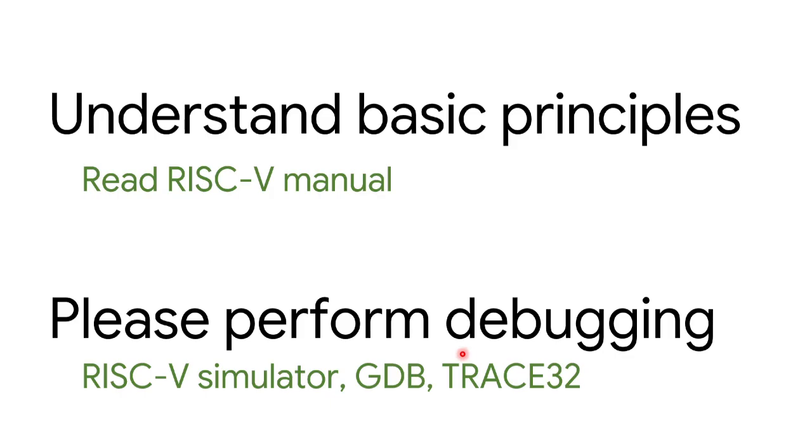So executing the assembly instruction is necessary. We have various RISC-V simulators and GDB debugger, even Trace32 debugger. Using this kind of debugging program, you're going to see how the registers can be changed, how the special register could be used for the special purpose.